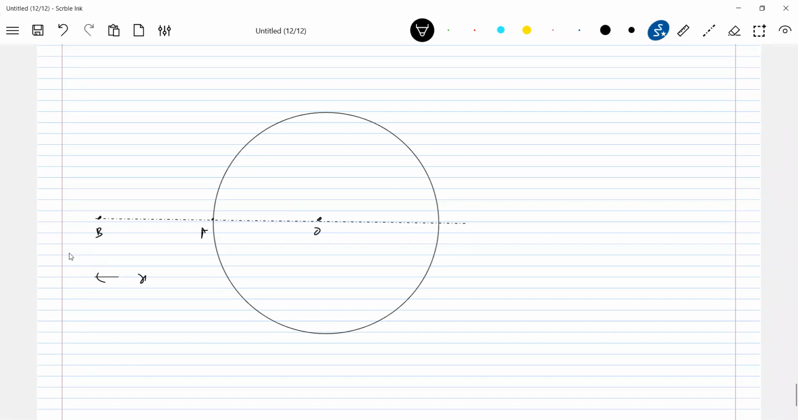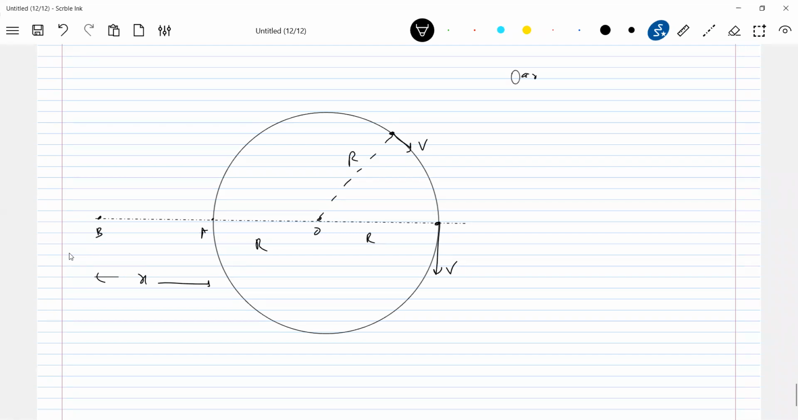Say this is X, this is R, the radius of a circular path, and a particle is moving with a constant speed V. When the particle arrives here, what is the angular velocity about O, about A, about B?